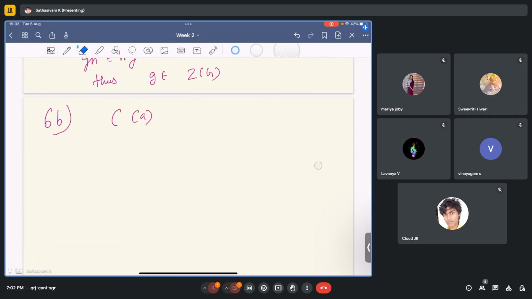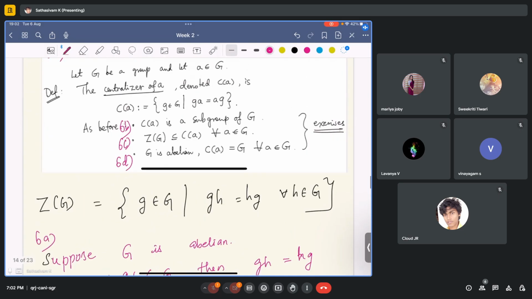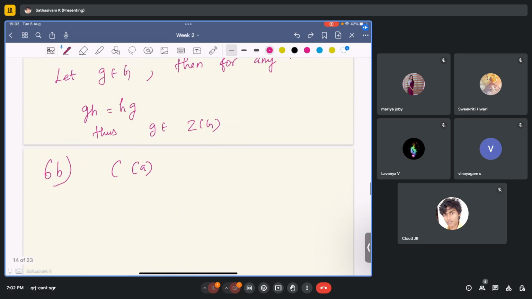Okay, so I will also follow the same thing. But if you want, you can put the subscript to specify which group this G is coming from. Okay, so what does the centralizer mean? It is a set of all elements that commute with A, right? It's a set of all G in G such that GA equals AG.